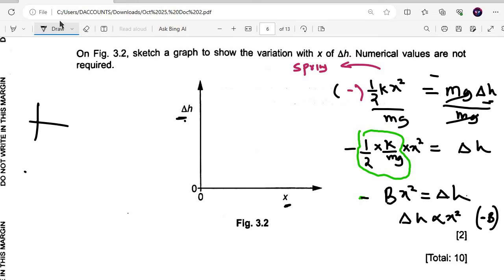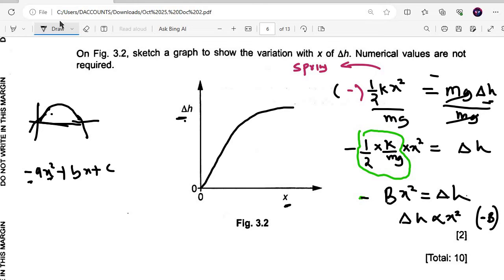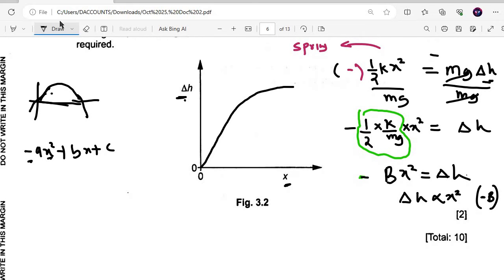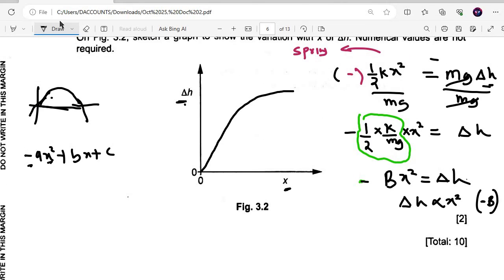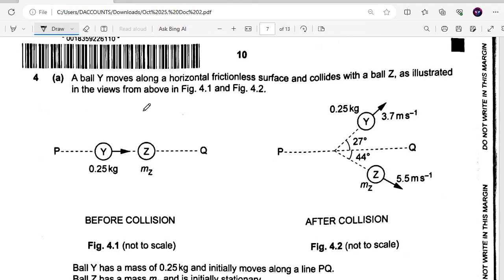If you have minus ax squared plus bx plus c, the coefficient of x squared is negative, so your graph will be like this. Your parabola graph is most likely to be like this, right? So that's exactly what's happening here. So our parabola graph is like this. That's the graph. This is perfect. So let's move on. It's not a full parabola, so this is where you're going to stop. Next question, momentum question.